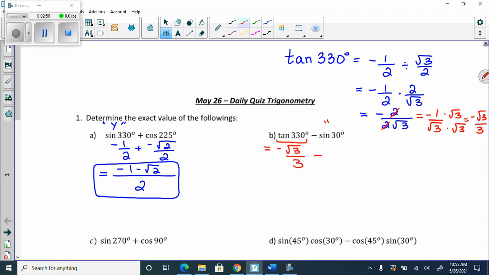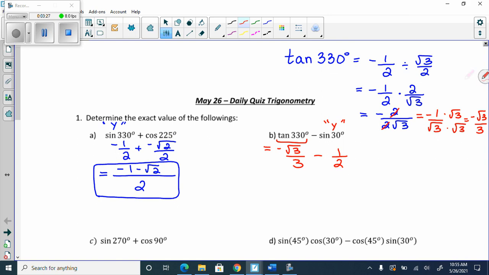Sine of 30. Not negative sine of 30, just minus. And then what's sine at 30? What's the y at 30? It should be 1/2. Now, can we put them together? Do they have common denominators? No, so this is why we did the rational unit before this as well. How do we get a common denominator between 3 and 2? GCF, what is the greatest between the two of them? 6.